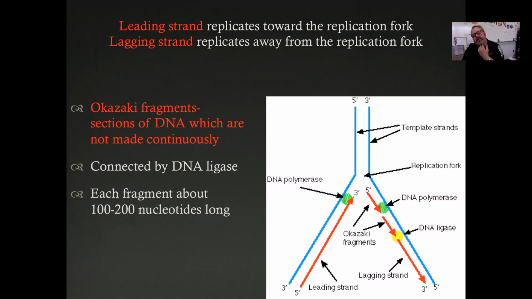Okazaki fragments happen on the lagging strand because they open up and then they eventually have to close back up again. Okay. So the lagging strand replicates away from the replication fork, and that creates a situation where it's like leapfrog. You can work ahead a little bit and then you have to stop and go back because it has to close back in on itself. The strand of DNA has to close back in on itself. It's not just open forever. Okay. So they are connected by DNA ligase. Each of those little sections is 100 to 200 nucleotides long. Okay. And those are Okazaki fragments. I promise you'll see that again.